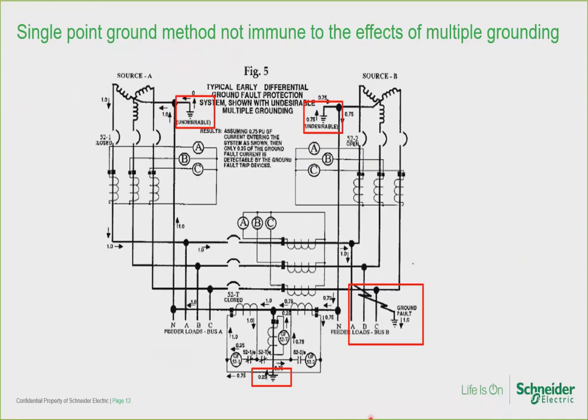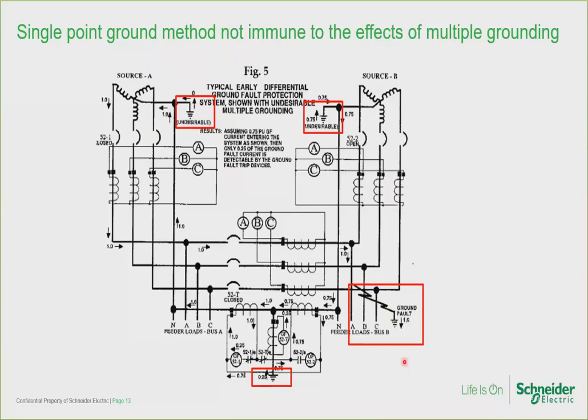The single point ground method is not immune to the effects of multiple neutral grounds as shown on this 3-line diagram. In this example, there's a ground fault current of 1 per unit on the bus on the right. It splits into 3 paths. The reason it splits into 3 paths is that the common neutral between both sources and a switchboard is connected.